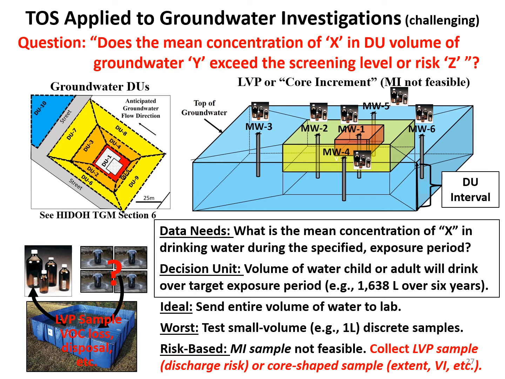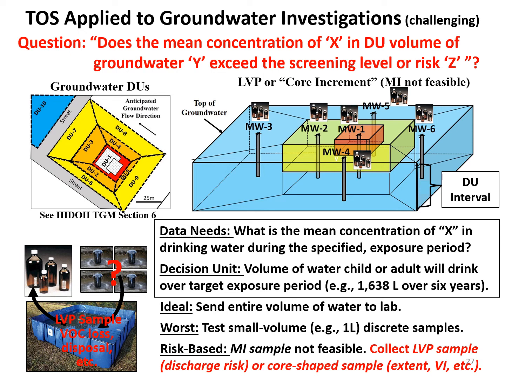So same thing for the data needs, either for remediation or especially for risk. What is the mean concentration of X in, say, drinking water during the specified exposure period? Well, the first thing you have to do is define what drinking water, what groundwater. So maybe your decision volume. These are ideas we're just now starting to come up with. We haven't really done it that much in the field.